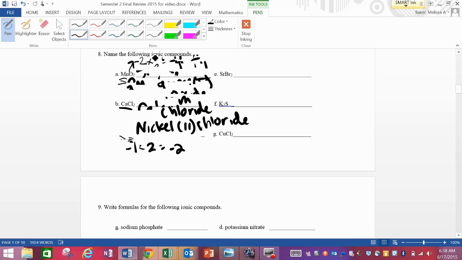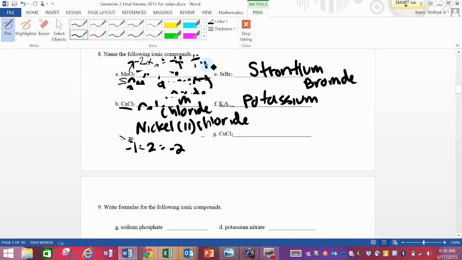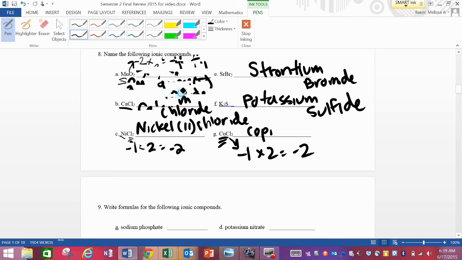Alright, what about over here, letter E? SrBr2, this should be a simple one. There's no Roman numeral necessary because strontium is not a transition metal. So this just becomes strontium bromide. Same here. Potassium sulfide. You don't need to do any work because potassium is not a transition metal. Copper is, though. If copper is attached to 2 negatively charged chlorines, that must mean that copper has a +2 charge. So this would be copper Roman numeral 2 chloride.